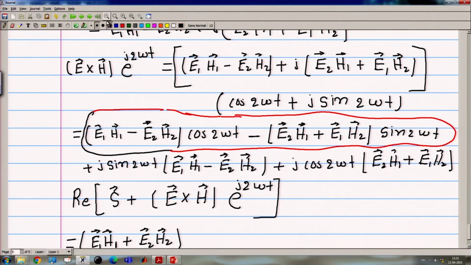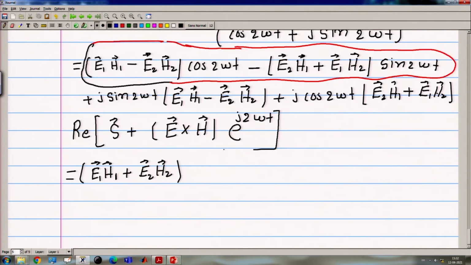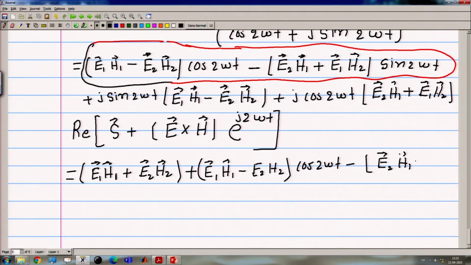So, for that we can write, that will be E1 H1 minus E2 H2 times cos of 2 omega t, and minus E2 H1 plus E1 H2 times sin 2 omega t.